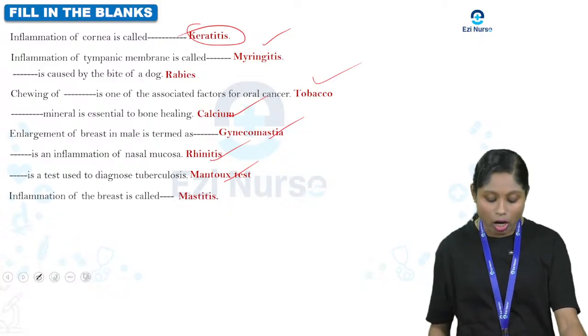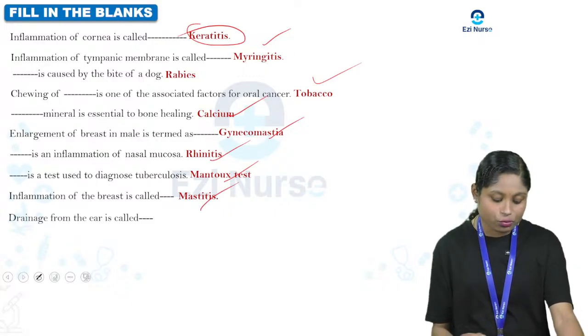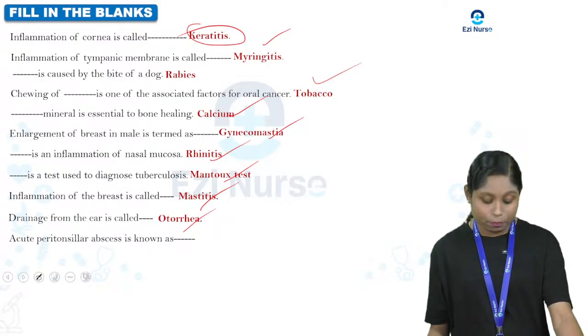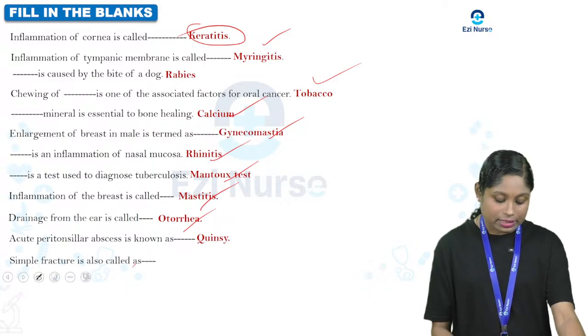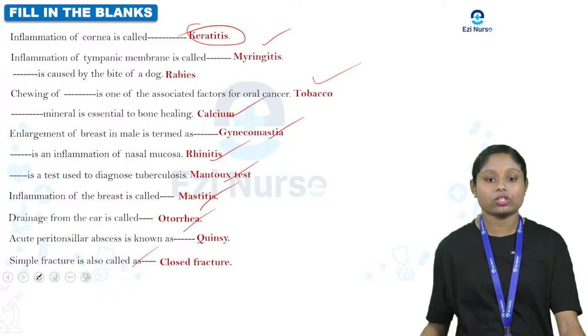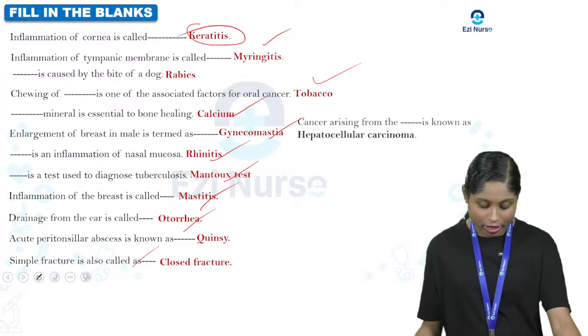Inflammation of breast is called mastitis. Drainage from the ear is called otorrhea. And acute peritonsillar abscess is known as quinsy. Simple fracture is also known as closed fracture. So the person having a simple fracture, it is also known as closed fracture.